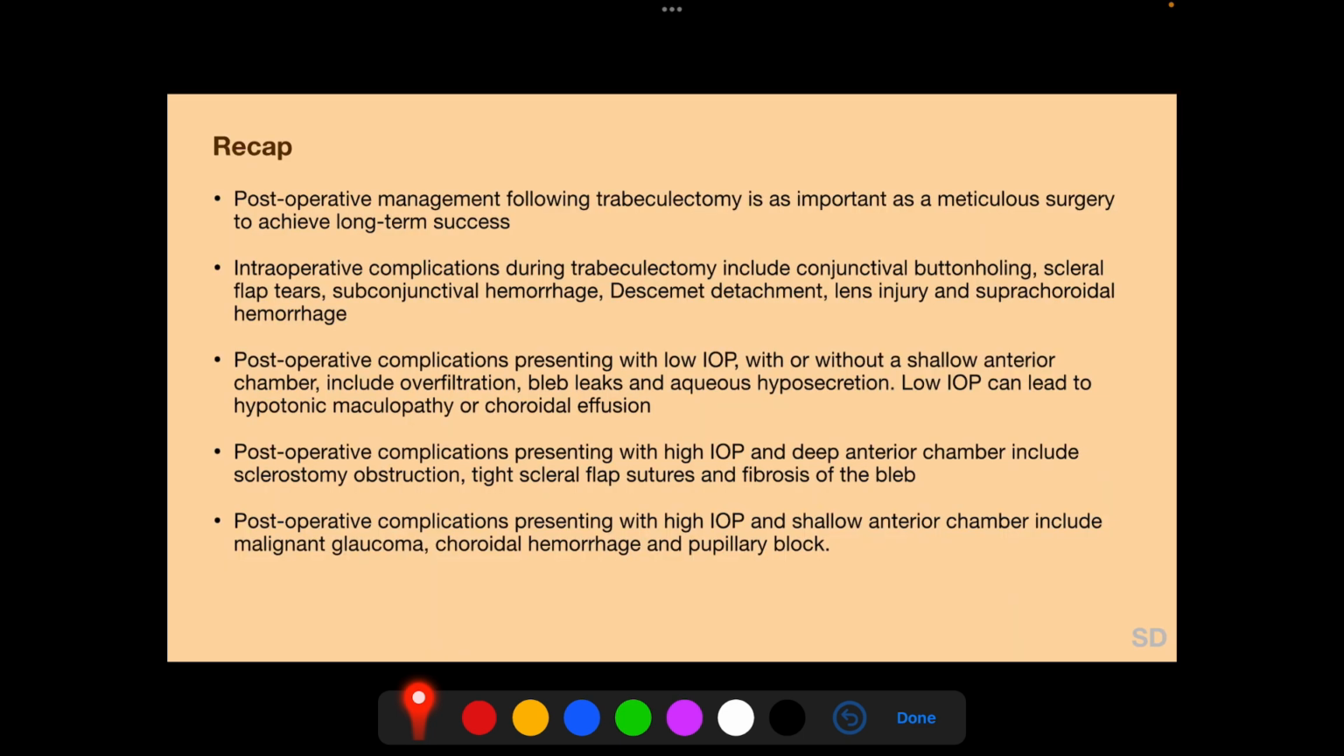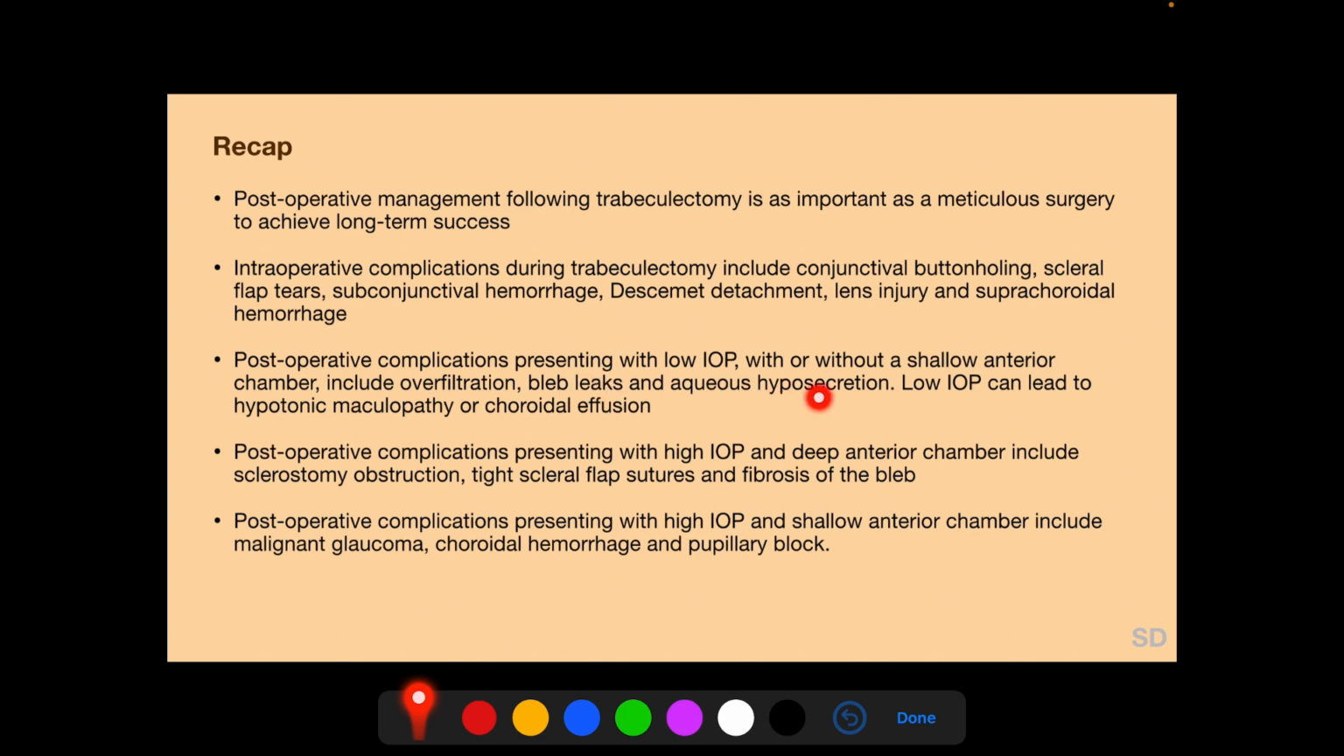To recap the salient points, post-operative management following trabeculectomy is as important as the surgery itself to achieve long-term success of the procedure to lower the intraocular pressure effectively. Intraoperative complications during trabeculectomy include conjunctival buttonholing, scleral flap tears, subconjunctival hemorrhage, Descemet's membrane detachment, injury of the crystalline lens, and suprachoroidal hemorrhage.